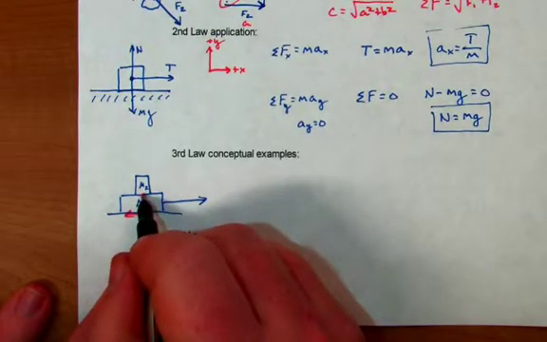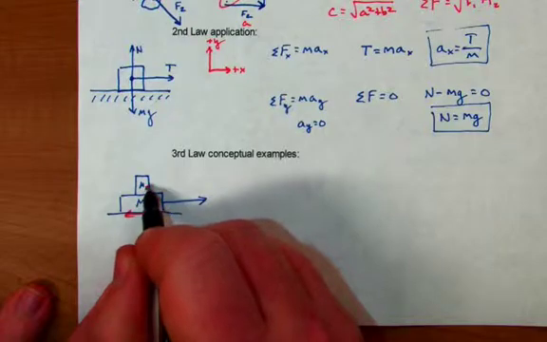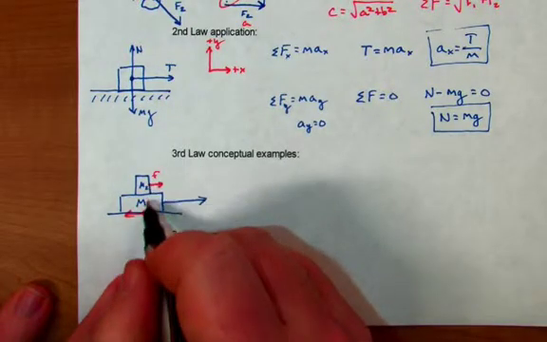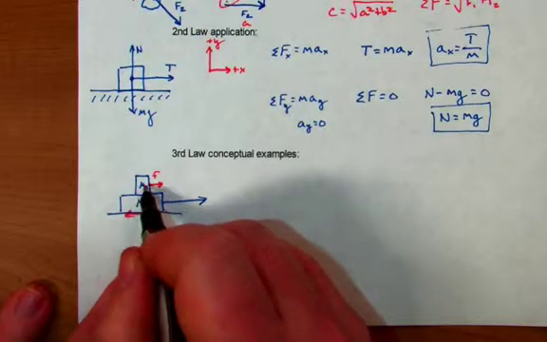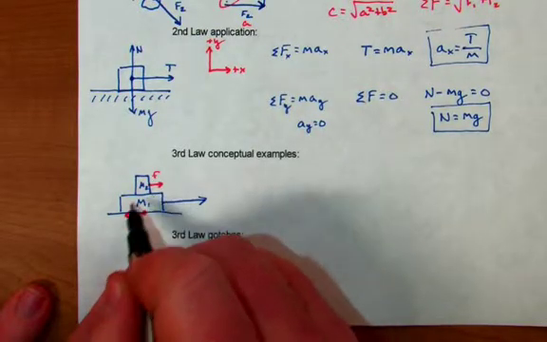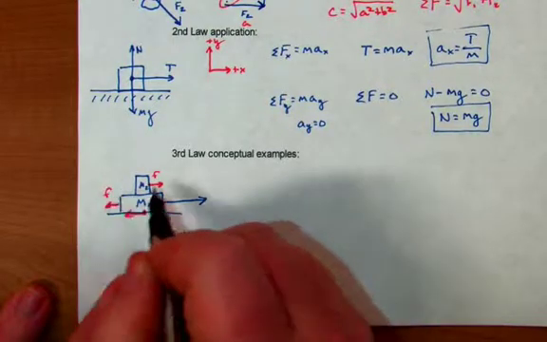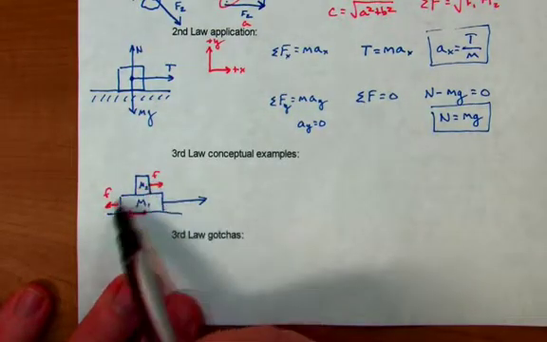Well, there would be a force on M2, causing it to accelerate. That would be the friction. And if there's friction on M2 from M1, you know that there must be additional friction on M1 that's equal and opposite. So that's an example of an action-reaction pair.